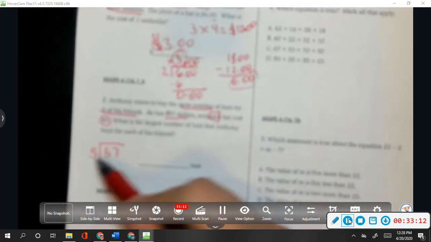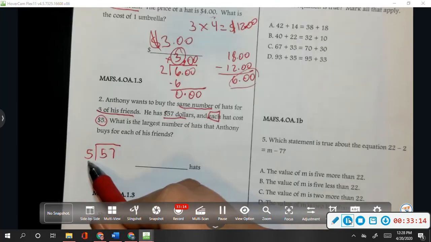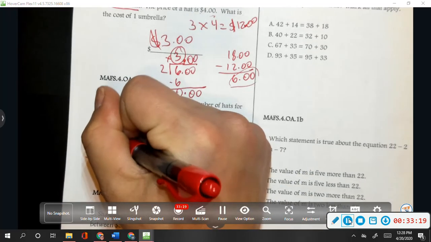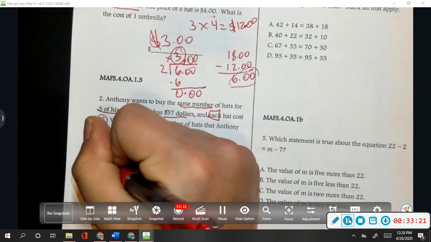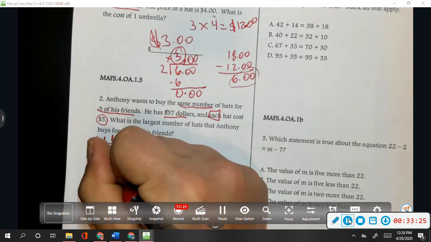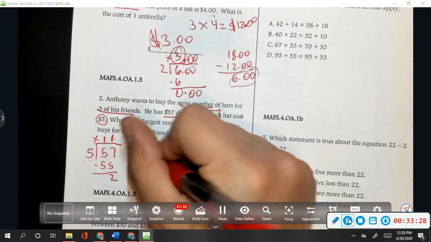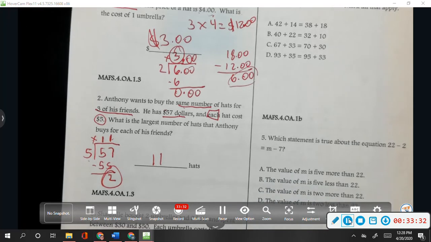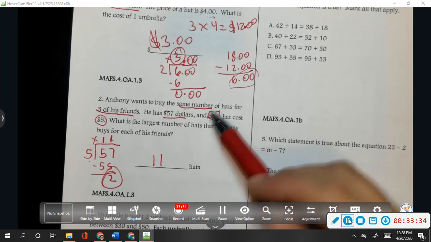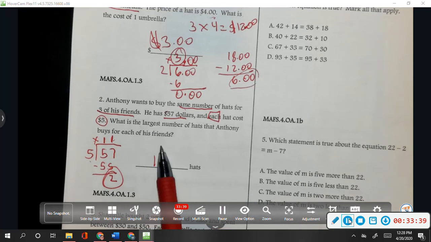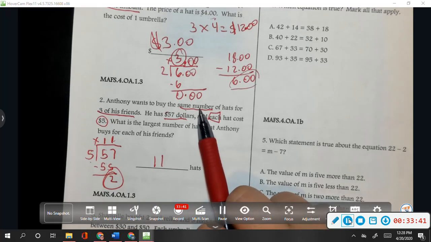Well, 5 goes into 50 10 times, 5 goes into 55 11 times, and that's close enough. 11 times 5 is 55. We subtract. 7 minus 5 is 2. So we have 11 hats. We can't put that remainder in there because that's not going to be an even amount. They want to know the largest number of hats that Anthony can buy for each of his friends, while giving each friend the same number of hats. Understand?